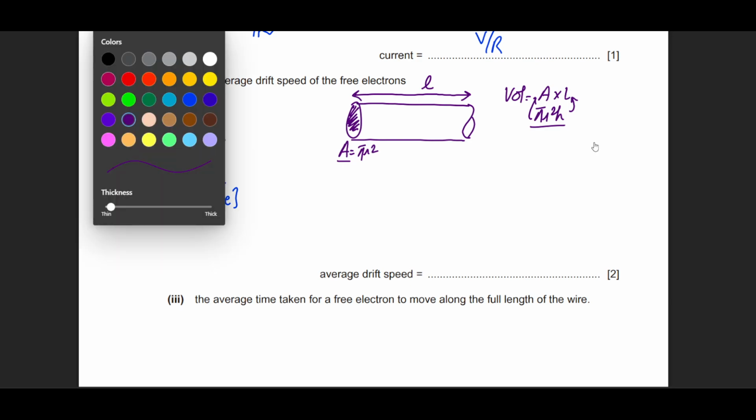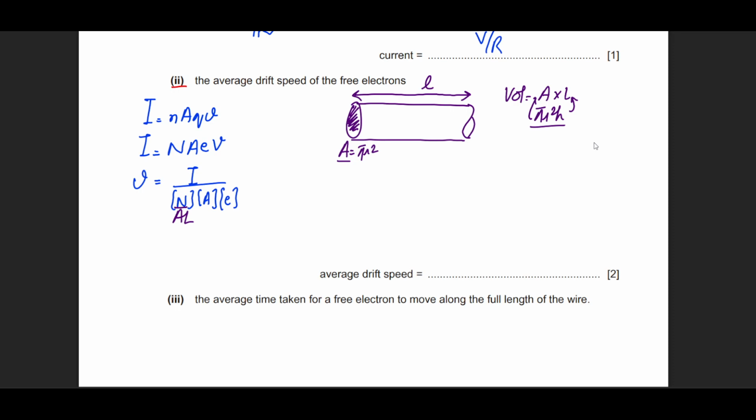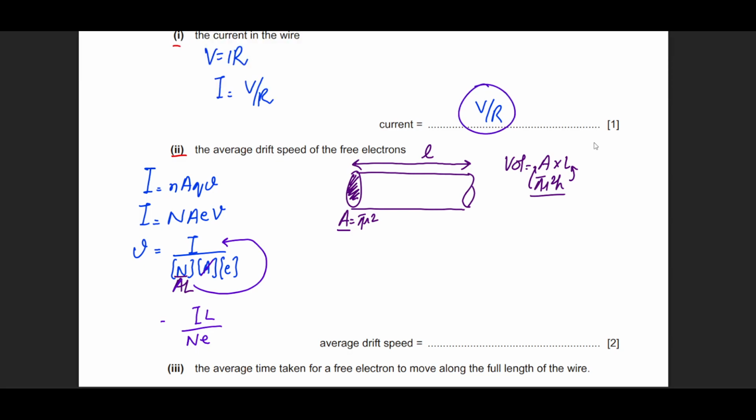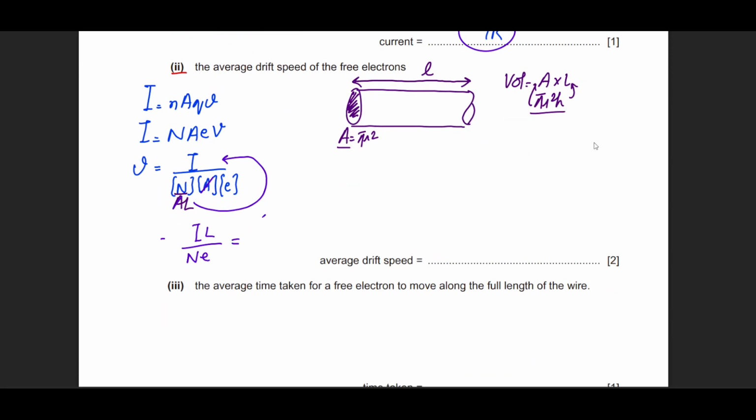So what do we come down to? What is going to happen? So this A gets cancelled out with that one. This A cancels with this one. L goes to the upper side, so we are left with IL divided by capital N times e. Now let's replace I as V over R. So I replaced by V over R becomes L divided by NE. This becomes VL divided by RNE. So this is your final answer. So VL divided by NRE.